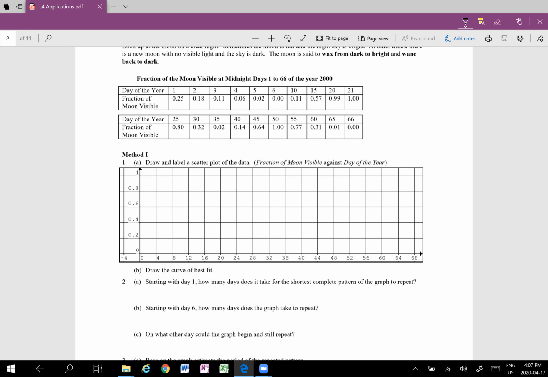On day 1, the percentage of the moon is 0.25. So on this value, we have 0.25, and I'm probably right about there. Day 2, 0.18, right down there. Day 3, and let's just correct that right now. That is actually not correct. I'm already making mistakes. Day 3, 0.11, so maybe down there. Day 4 is really low. Day 5 is 0.2, so even smaller. Day 6, notice they're seeing no moon.